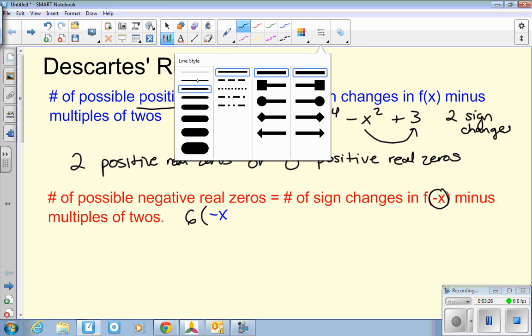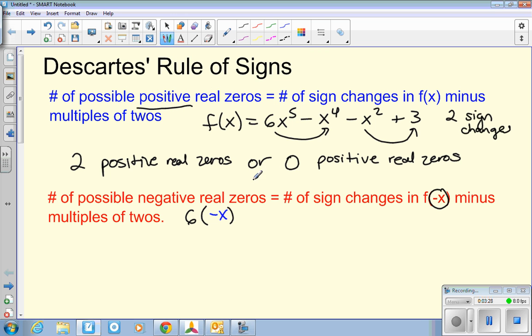I'll actually write the skeleton of the function first so I don't keep changing colors. 6x to the 5th, but now I'm going to put negative x in there. Minus, I'm going to put negative x in for x to the 4th. Minus, I'm going to put negative x in for that x squared. Plus 3.